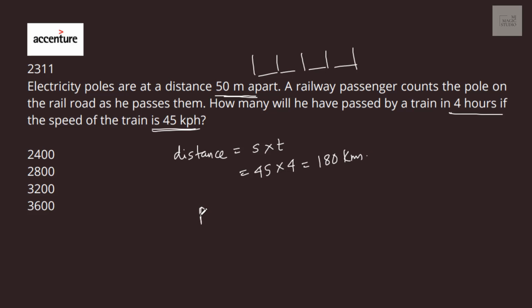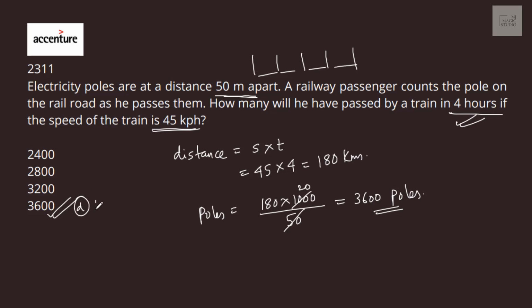So how many electricity poles will he pass? 180 kilometers into 1000 to convert them into meters, divided by 50. 50 is this 20 times. 18 into 2 is 36 and 2 zeros. 3600 poles he will pass in those 4 hours if the speed of the train is constant at 45 km per hour. 3600, yes, we have this in option D, and that is the answer.